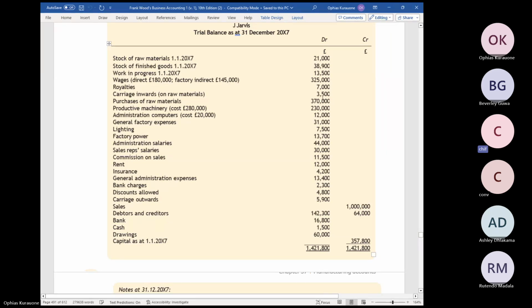Purchases of raw materials 370,000. Productive machinery at cost 280,000.